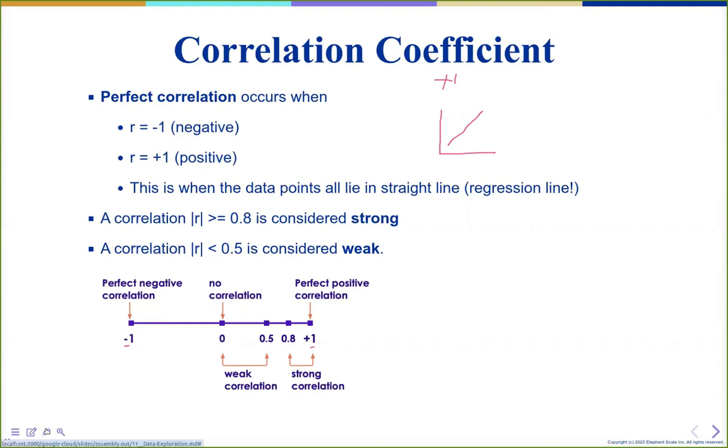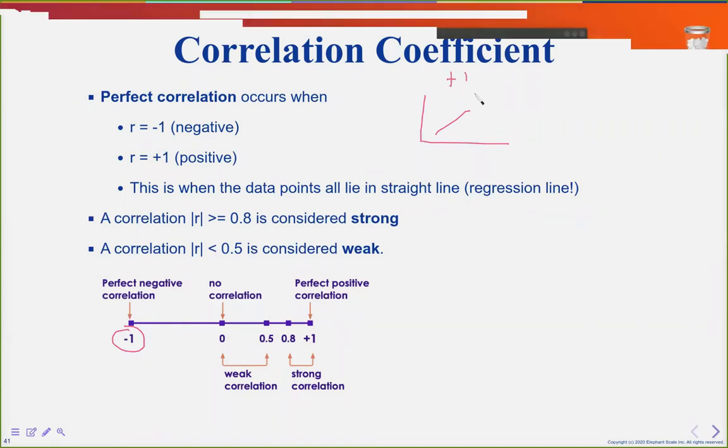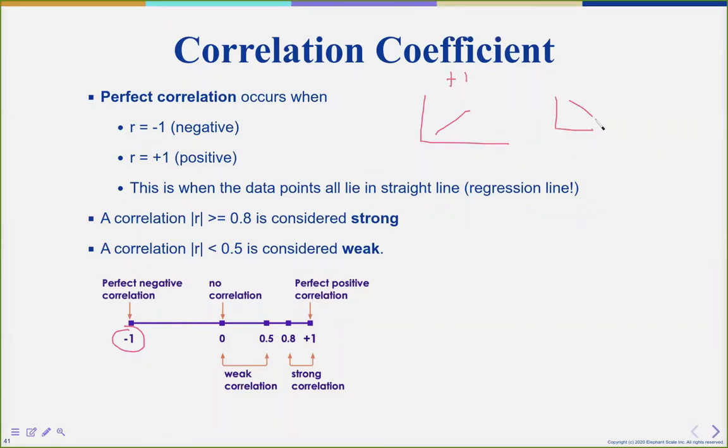Now, this is plus one, meaning perfect correlation. What about minus one? If it's minus one, that means they are perfectly correlated, but in the opposite direction. We just saw plus one like this. Minus one, you can imagine, is going to be like this. They are perfectly correlated, but when one goes up, the other one goes down.